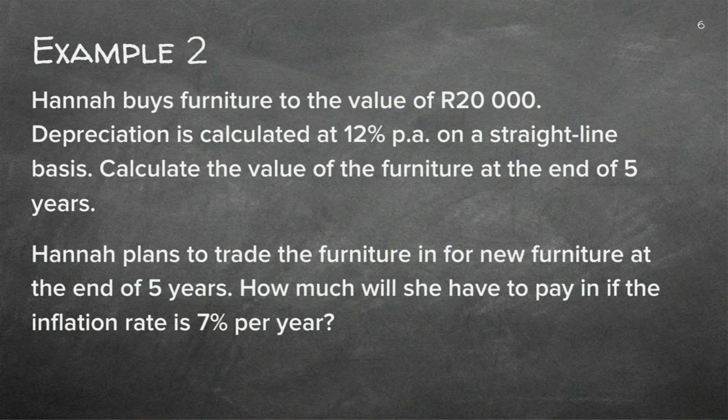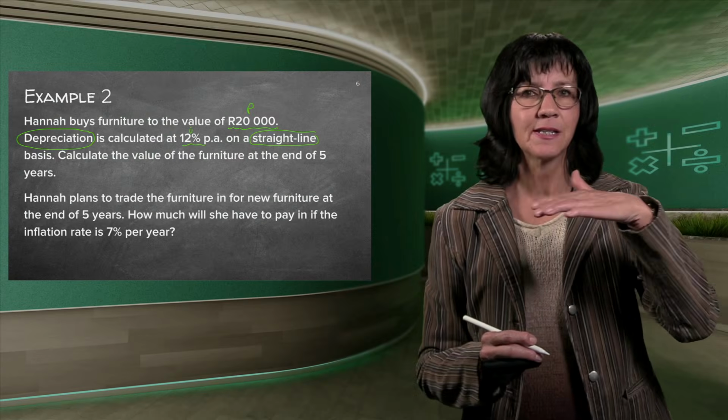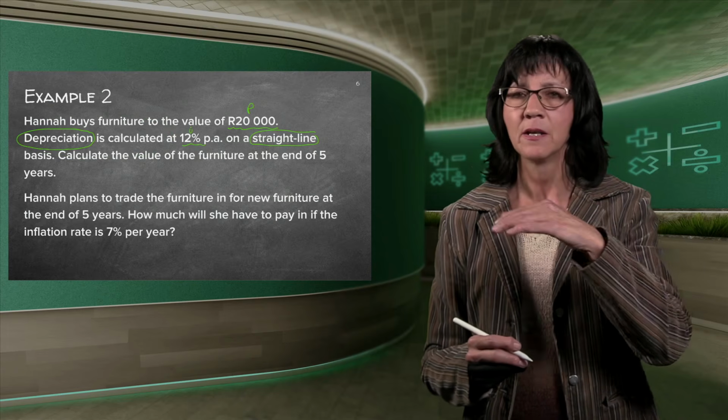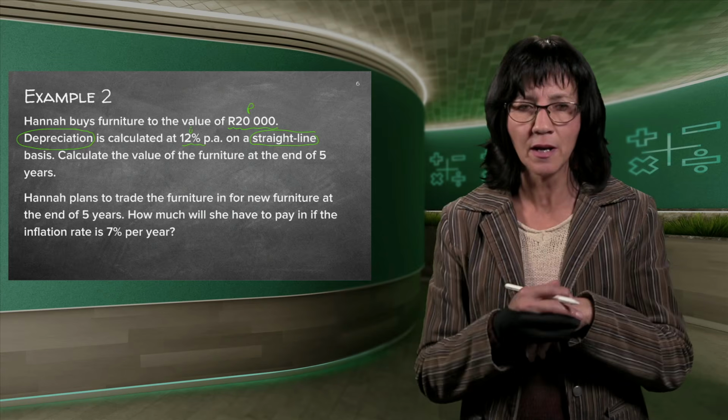Hannah buys furniture to the value of 20,000 Rand. When does she do that? Now. P. Depreciation. I'm circling it because immediately I must have the minus in my mind. This is now the minus formula. Is calculated at 12% per annum. That is your I. Very important, straight line. Straight line means simple, straight line, simple interest. So it's all on one line.